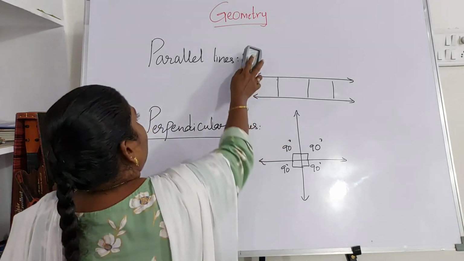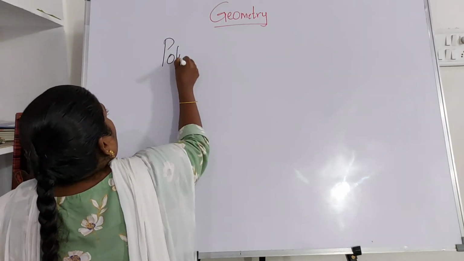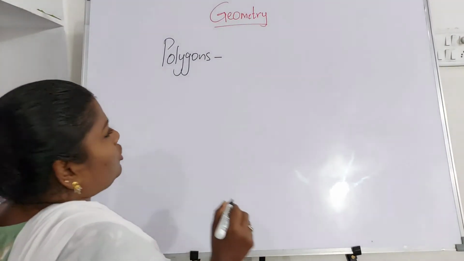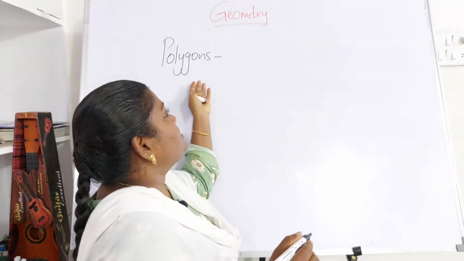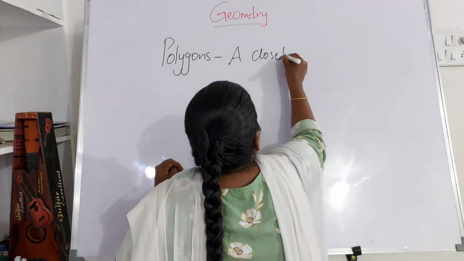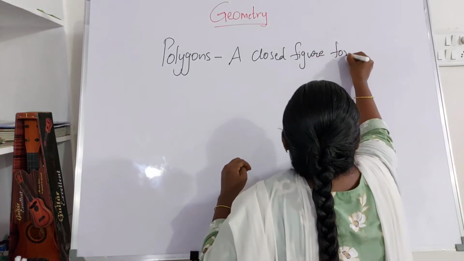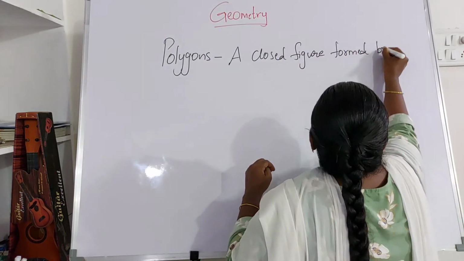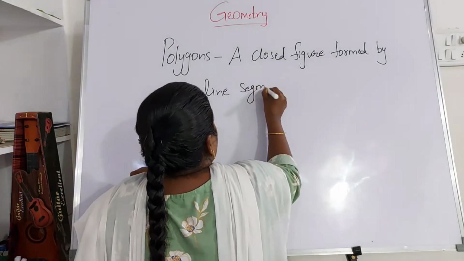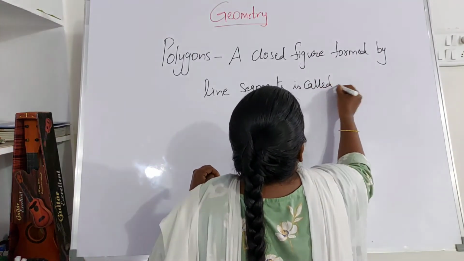So the next one, now next is polygon. Now what are polygons? A closed figure formed by line segments is called a polygon.